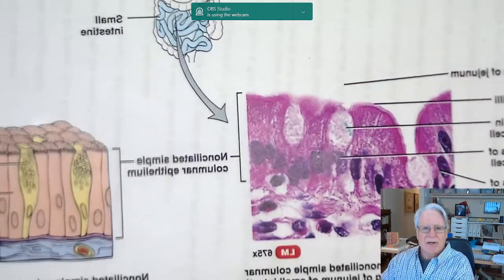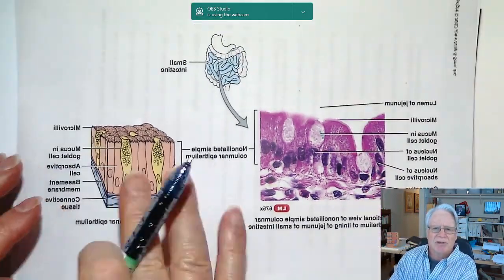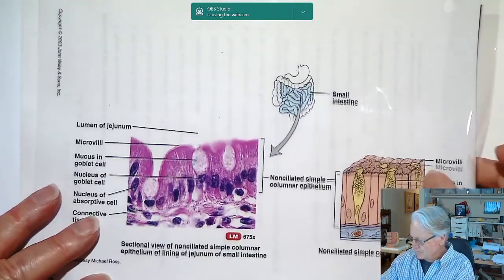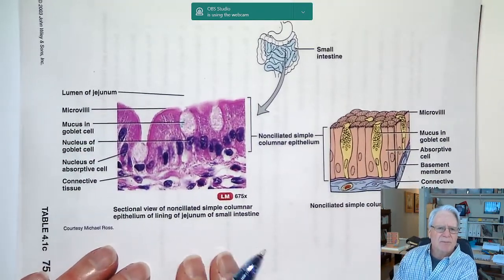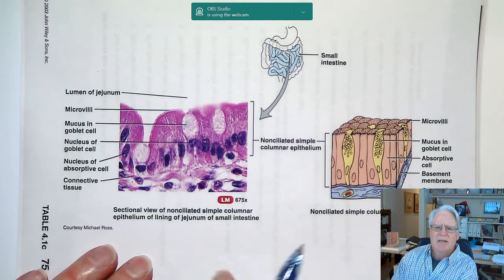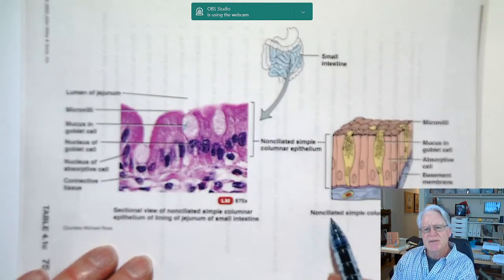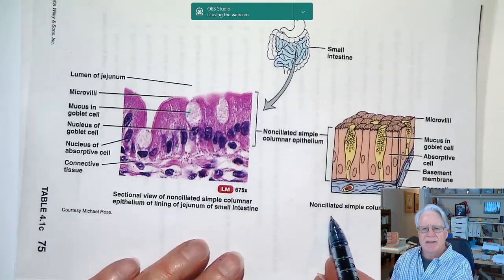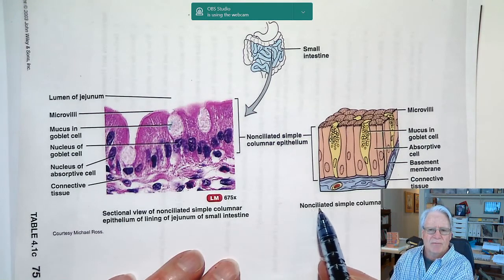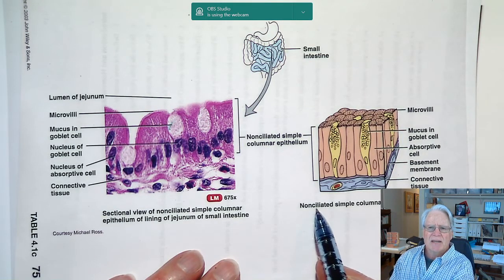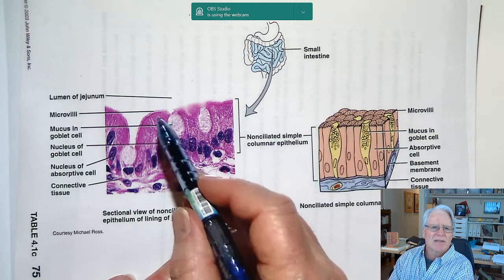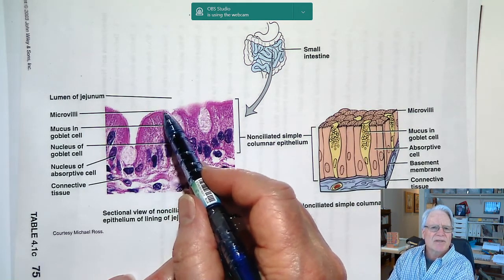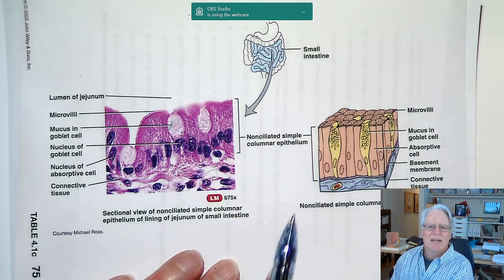All right, so this is, and we'll put this in English so we can read it, simple cuboidal epithelium. And they put this little thing in front of it, non-ciliated. And that says exactly what it sounds like. No cilia. And you're looking at this and say, well, maybe there's cilia there. No, that's called microvilli.